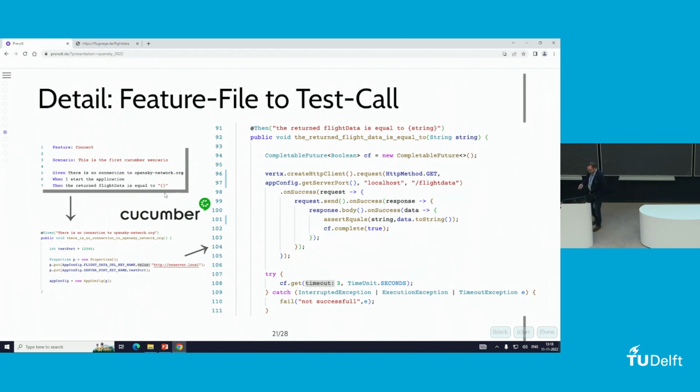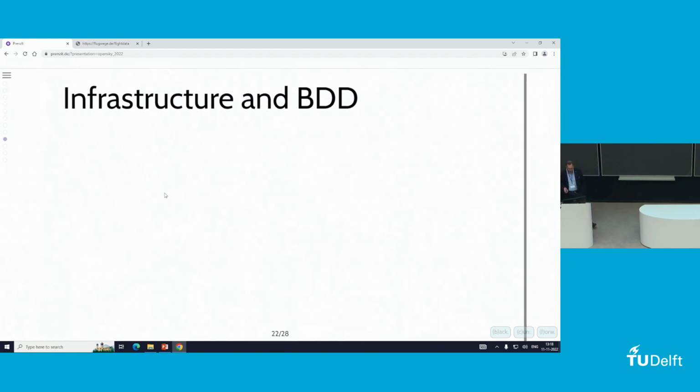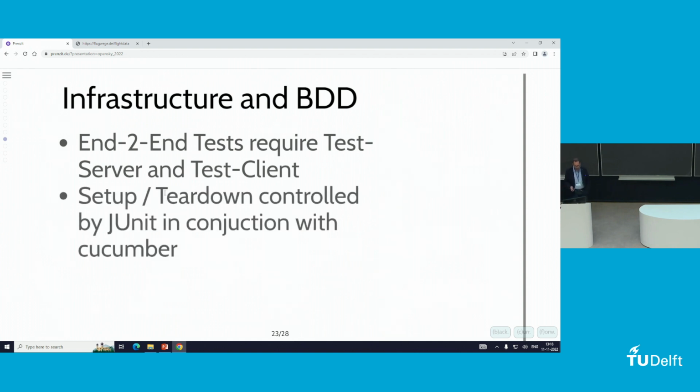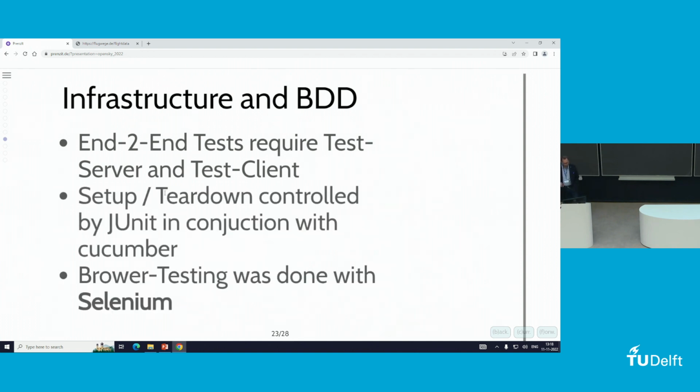And you see, the thing is you can do that with flight data or with any other data, but flight data is really nice to understand. In order to run behavior-driven development, you have to have end-to-end tests, and you require a test server and a test client. And so how is this done?